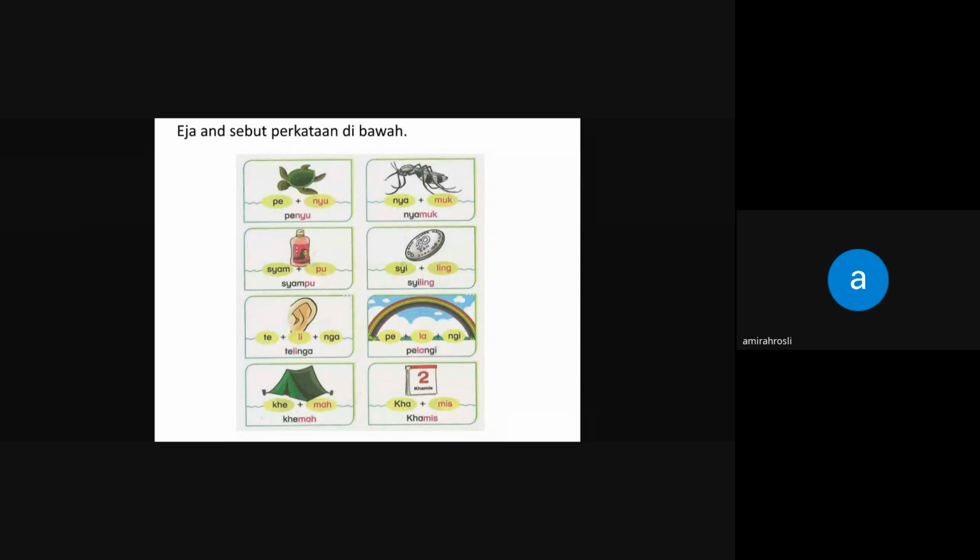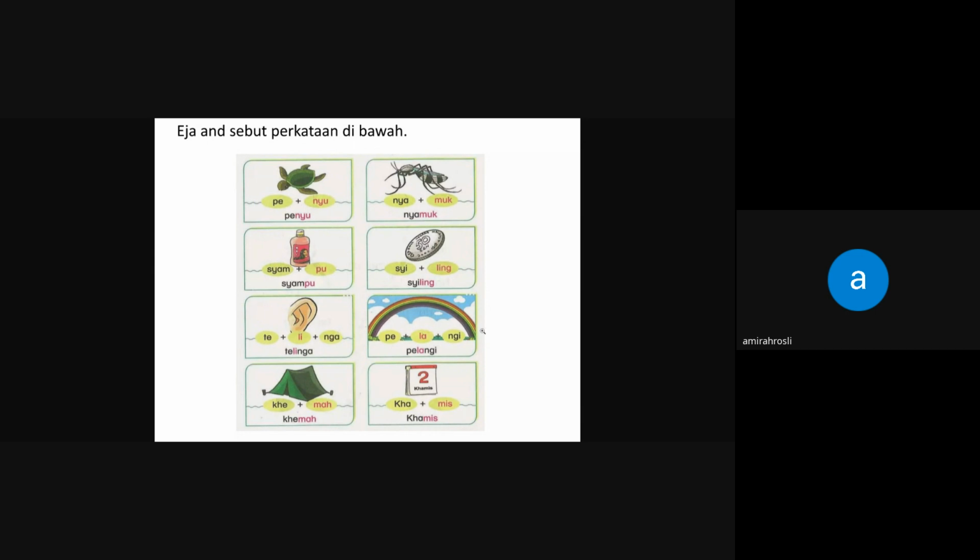Okay, so what you have to understand in Malay words, when you want to pronounce the word, you have to divide them into syllables. If you don't know what syllables are, basically syllables are the smaller parts in a word. So if you look at this one, we have per, new, per, new. Per new is a turtle. Then we have nya, mo, nya, mo. Shampoo, shampoo. Shilling, telinga, pelangi.